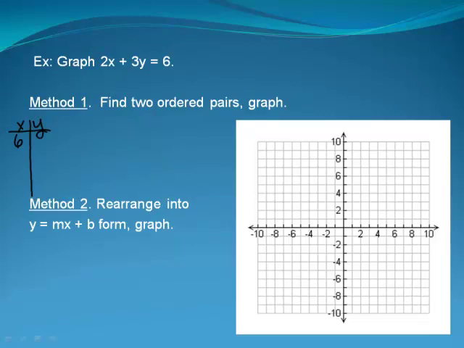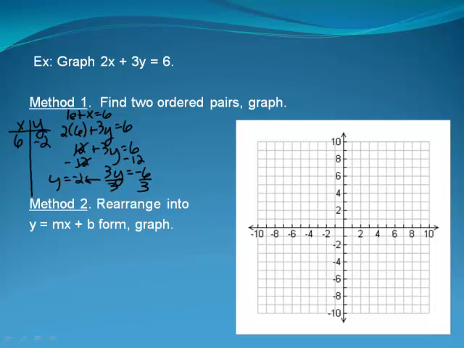If I let x be 6, I get 2 times 6 plus 3y equals 6, or 12 plus 3y equals 6. Trying to solve for y, so subtract 12 from both sides. I've got 3y is equal to negative 6. 6 minus 12 is negative 6. Divide both sides by 3, and I find that y equals negative 6 divided by 3, which is negative 2. That's one point.